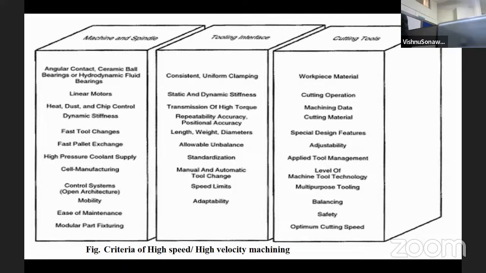And then there is tool management: how you can replace the cutting tool, and after what time, depends on the tool life and the level of the machine tool technology. Then multi-purpose tooling, balancing, and safety, what safety you are giving to the machine tool. All these points should be considered whenever we are designing high-speed machining centers. This is the criteria for high-speed and high-velocity machining centers. These parameters should be taken into account at the time of design.